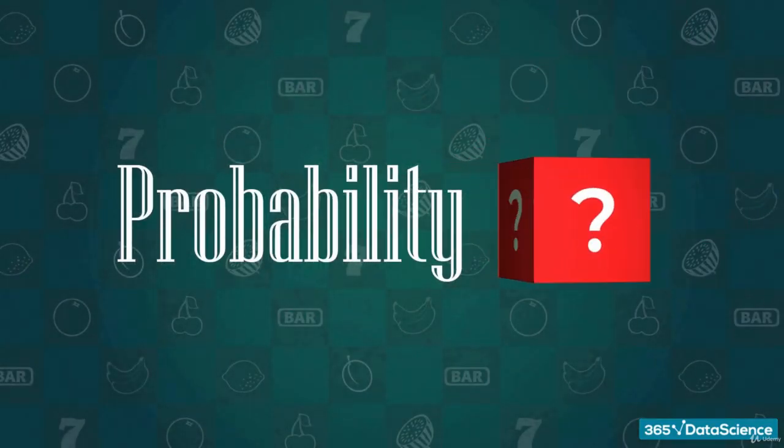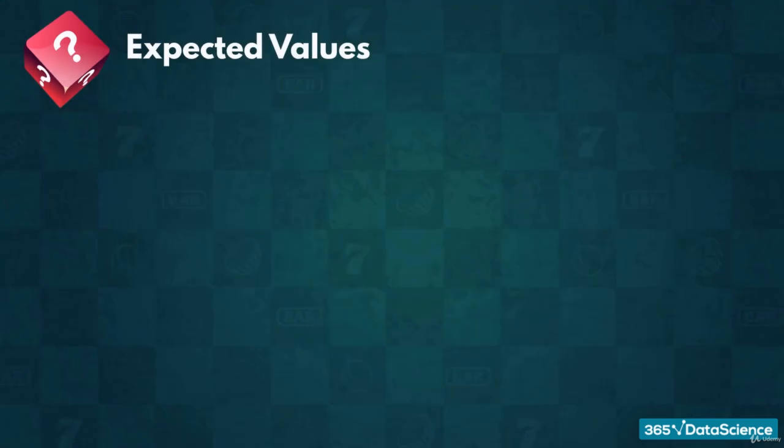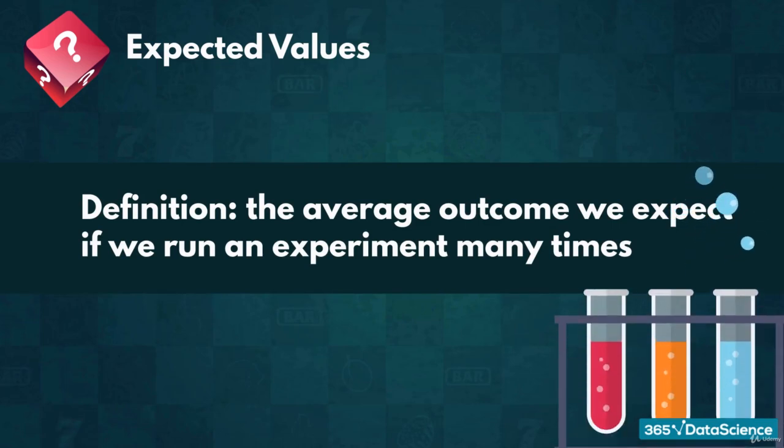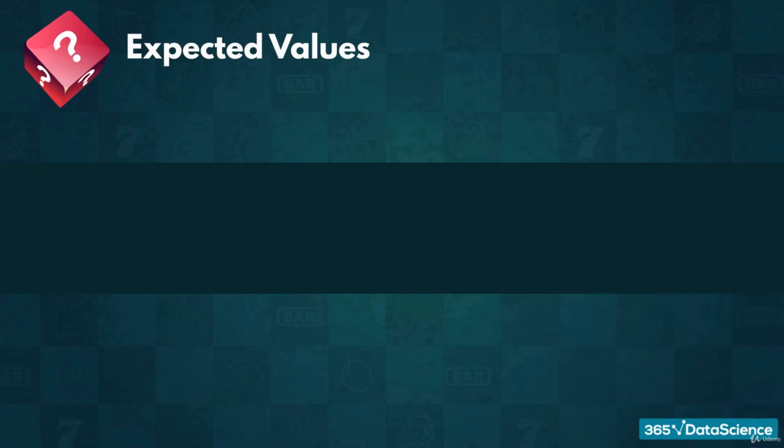Hello again. In the last video, we mentioned expected values. Expected values represent what we expect the outcome to be if we run an experiment many times. To fully grasp the concept, we must first explain what an experiment is.